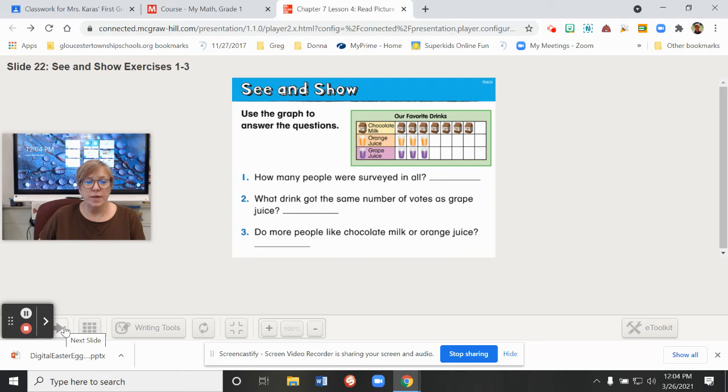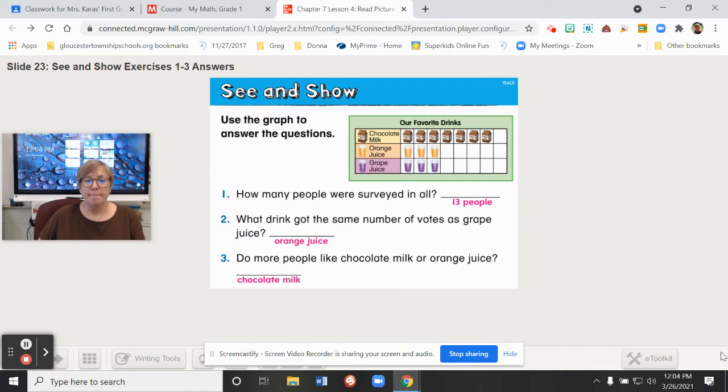Okay, and here we go for our solutions right here. Okay? Pause if you need to continue to check or you need to correct an answer.